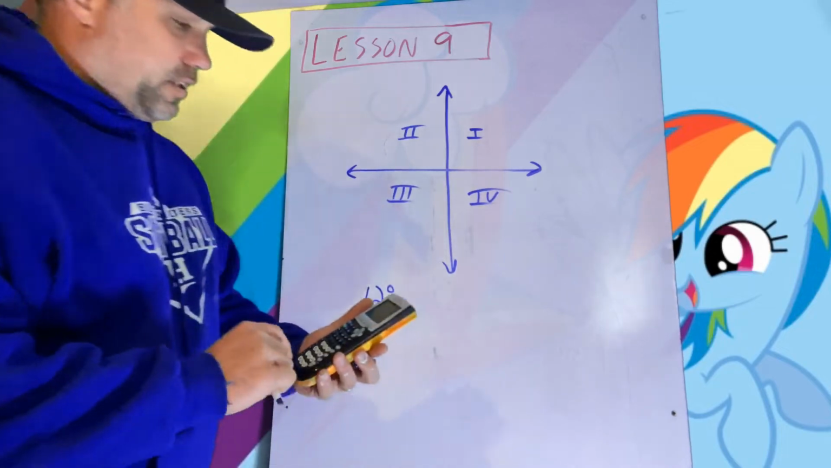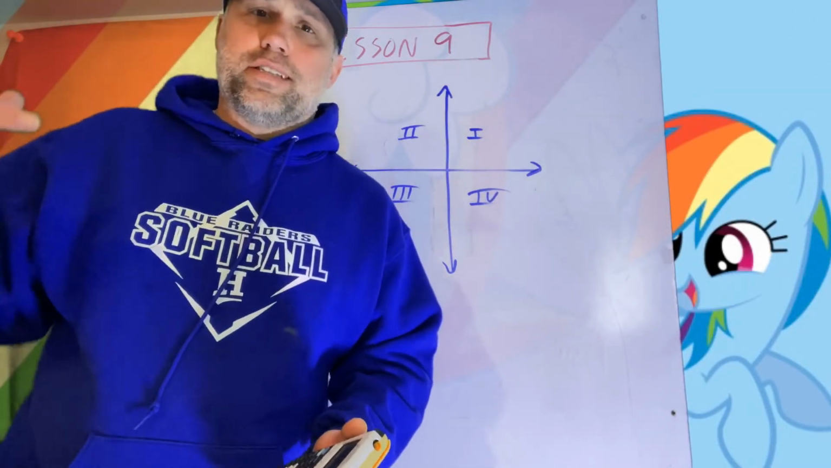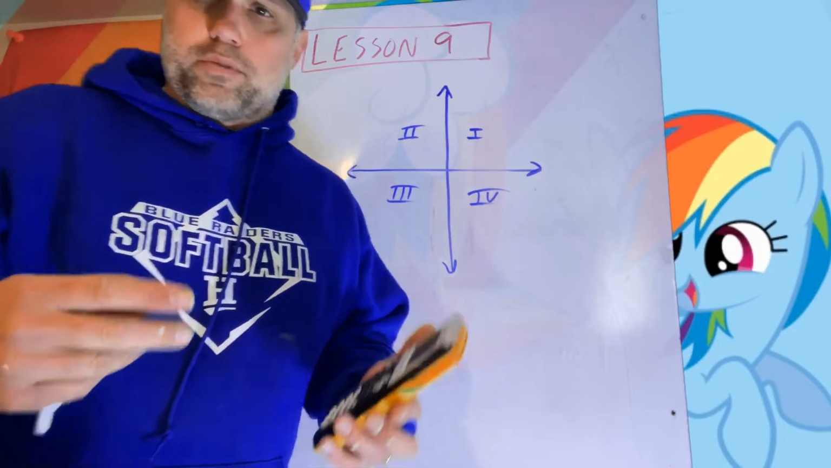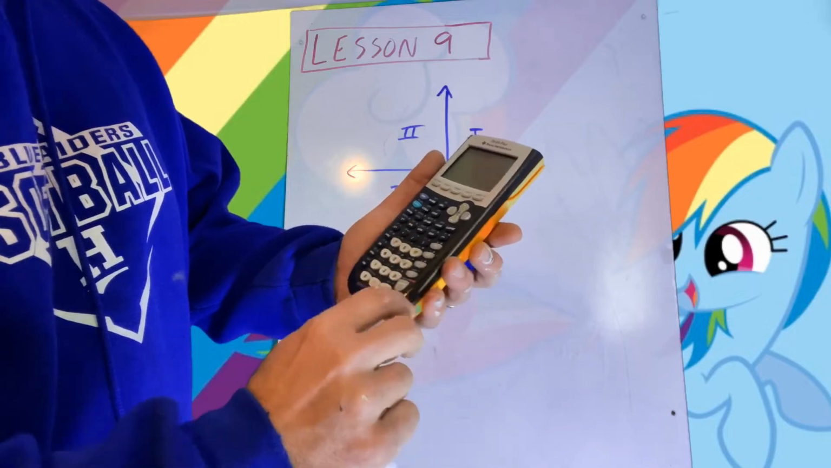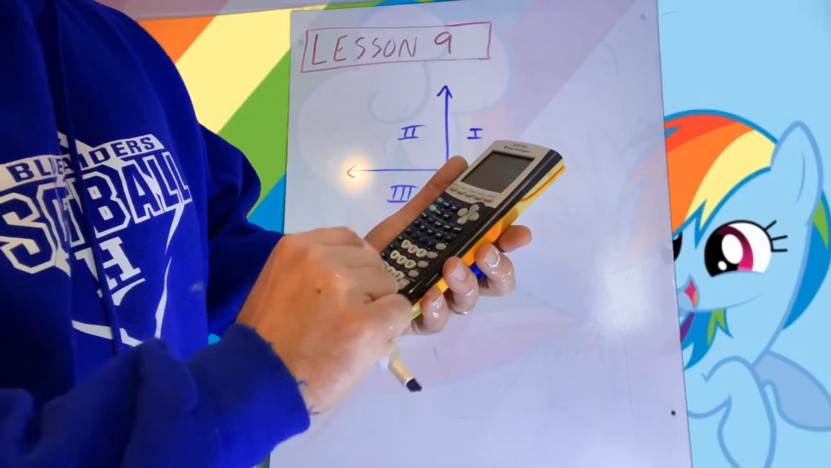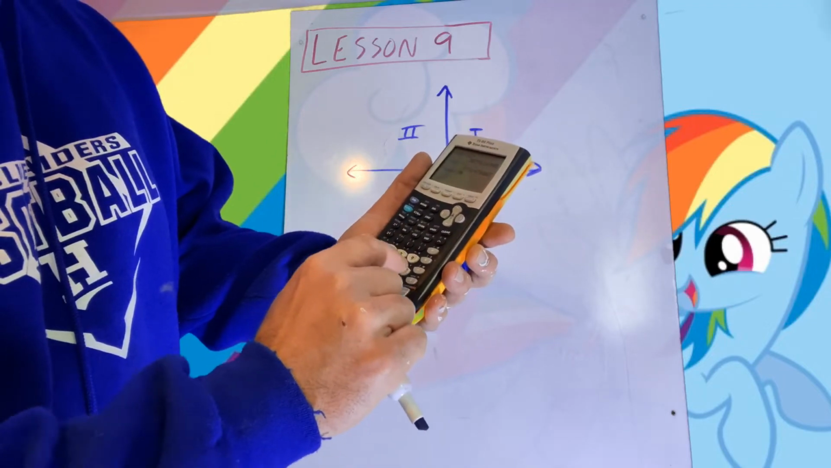So on my calculator, I'm going to find the sine of 12 degrees, the cosine of 12 degrees, and the tangent of 12 degrees, all 3 of them. So I'm going to just type that in real quick. Sine of 12 degrees, I'm going to hit enter. I'm going to hit the cosine of 12 degrees, and I'm going to hit the tangent of 12 degrees.